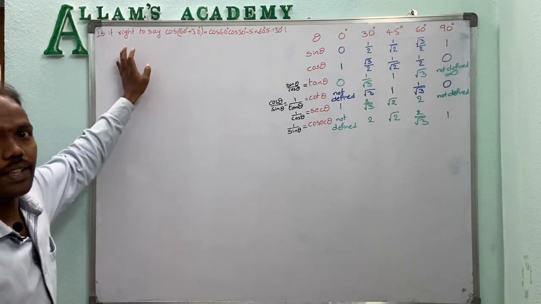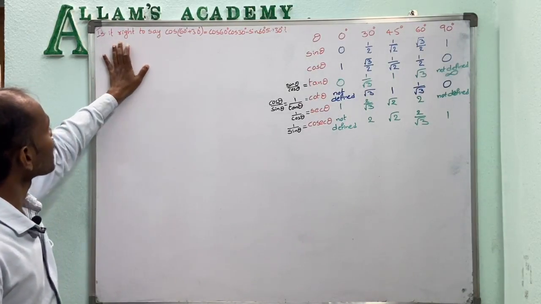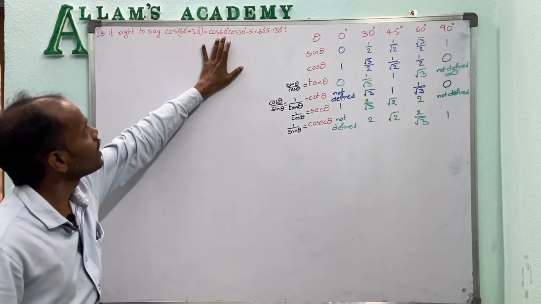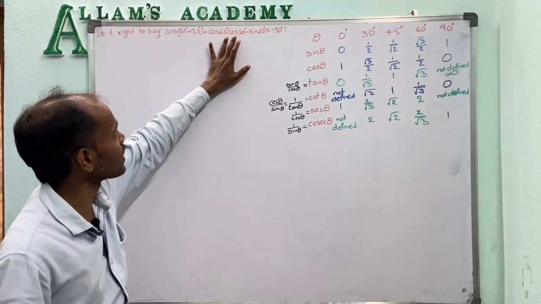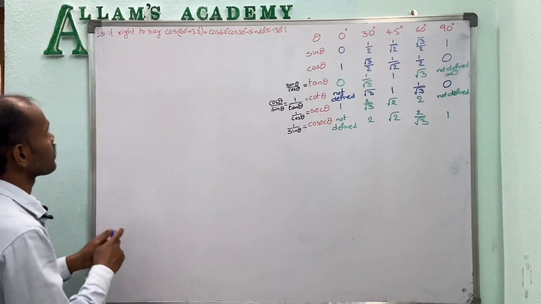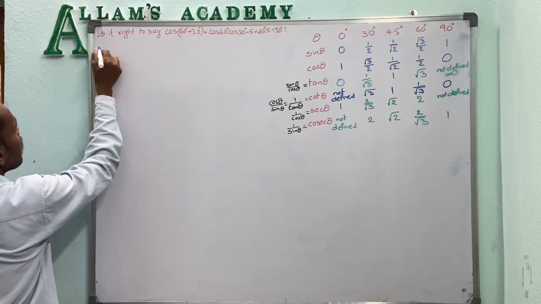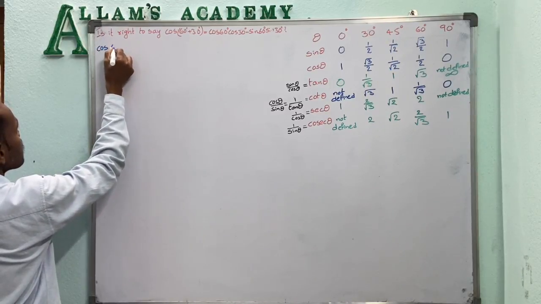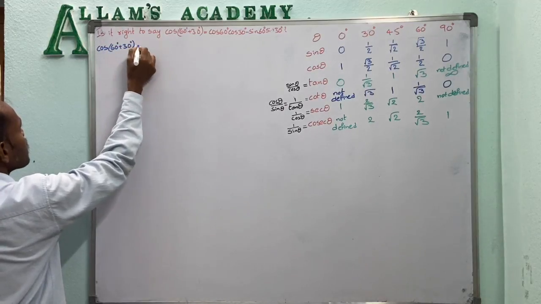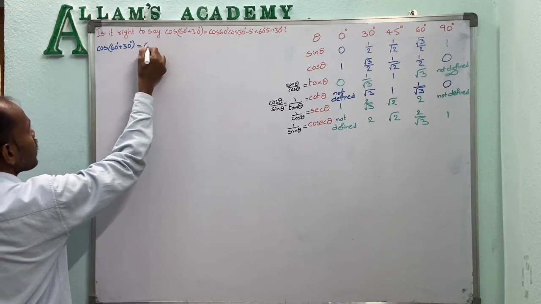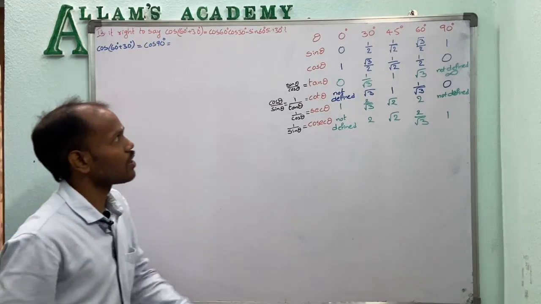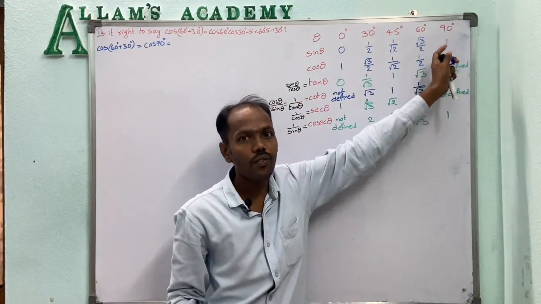Next, given the problem, is it right to say cos of 60 degrees plus 30 degrees equals cos 60 degrees cos 30 degrees minus sin 60 degrees sin 30 degrees? So first we find cos of 60 degrees plus 30 degrees. Cos 60 plus 30 equals cos 90. So cos 90 value from this table is 0.